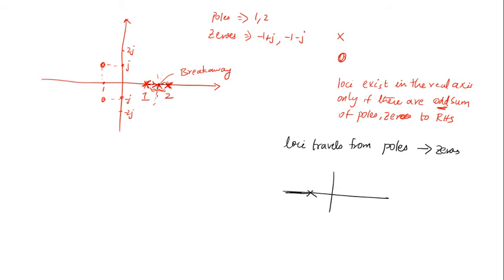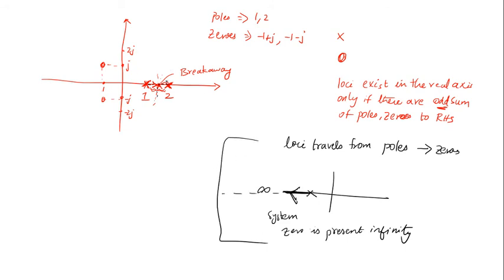To the left of this there is an odd number, so the loci is going to be on the real axis. It's going to go to infinity. Why? Because there is no zero at all. So our root locus concept assumes that the zero is present at infinity, and the loci goes till infinity. Okay, this is just for the understanding, just a bit of information.